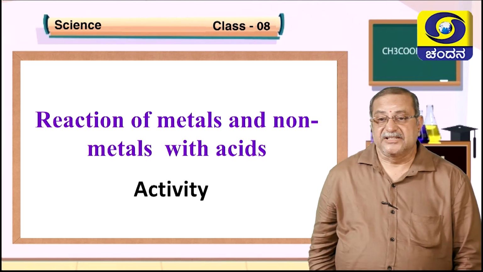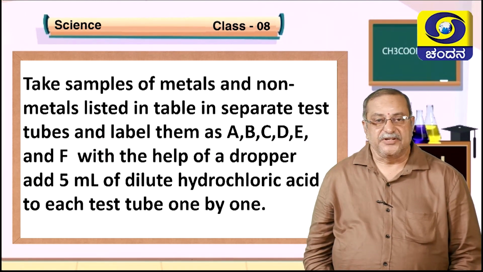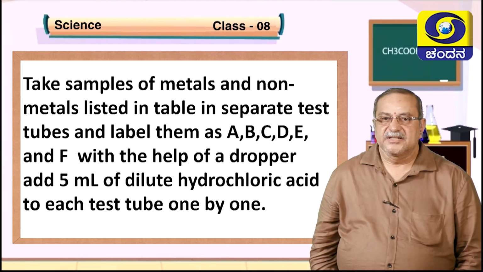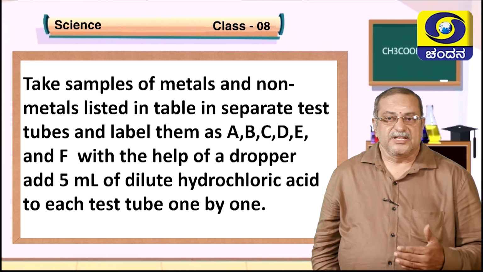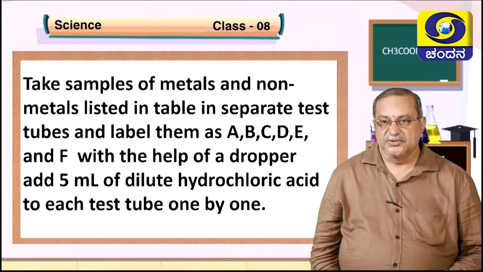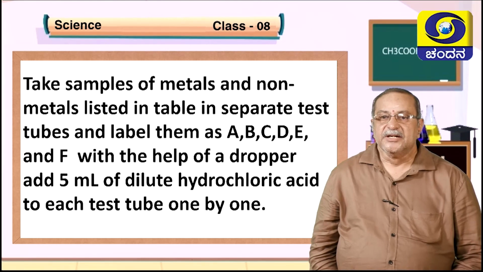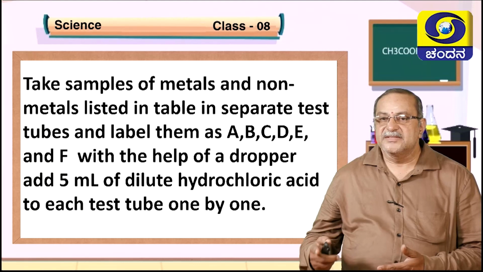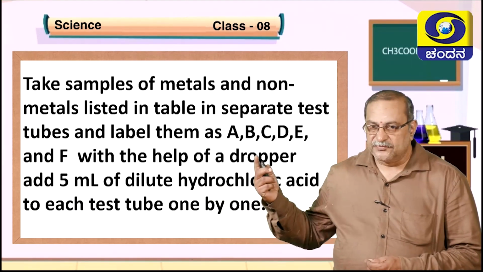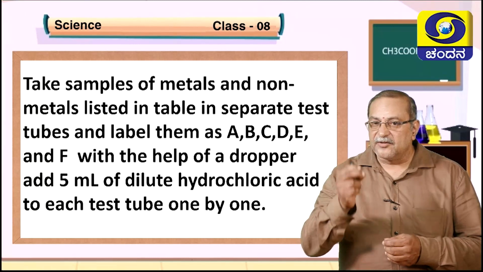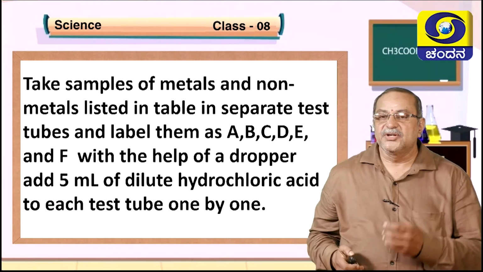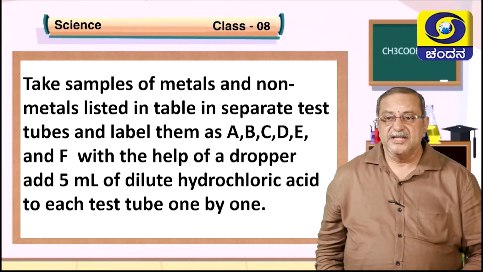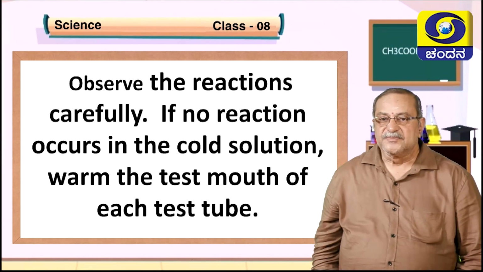So here is one activity, children. Let us see the activity. Take samples of metals and non-metals. They are listed in the table in the textbook. Those metals and non-metals together we are going to take. Take separate test tubes and label them A, B, C, D, E, F. Okay. With the help of a dropper, add 5 ml of dilute hydrochloric acid to each test tube one by one. What will happen, that we are going to see now, children.